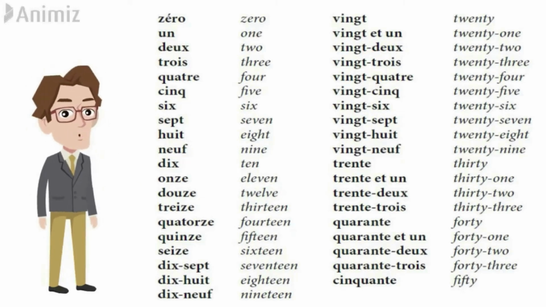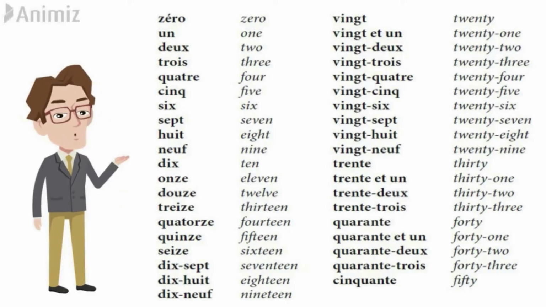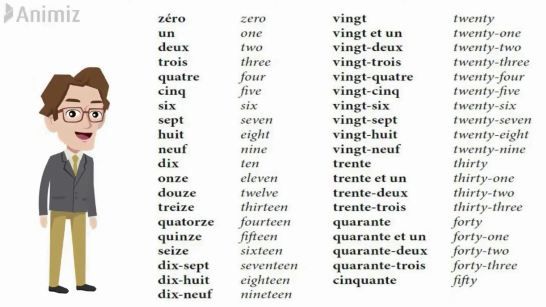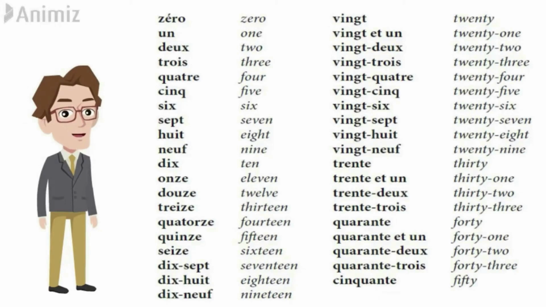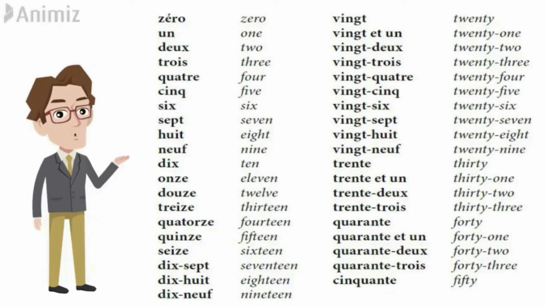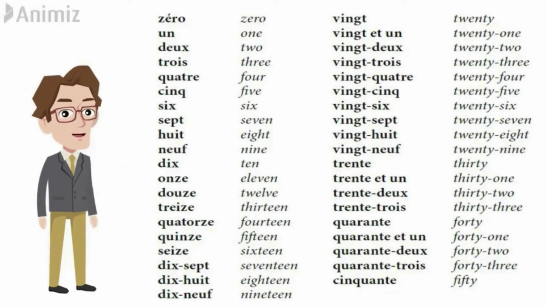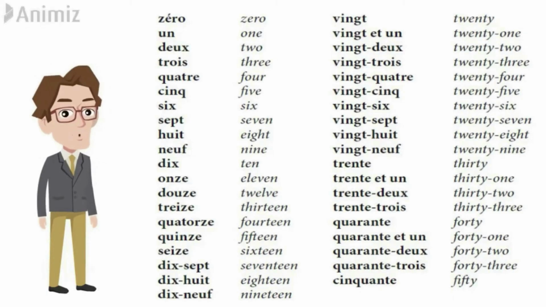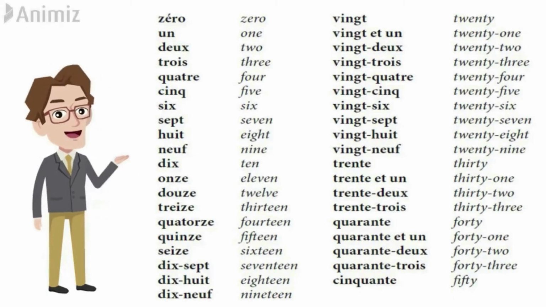So till 60 we use the same thing, we add 1, 2, 3 after the numerals of 20, 30, 40. Like 21 is vingt et un, 22 is vingt-deux. Okay, so from now next.